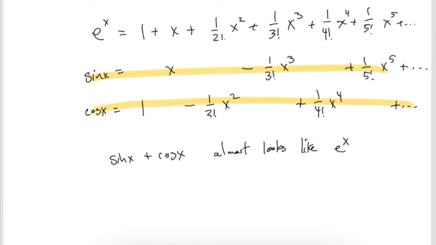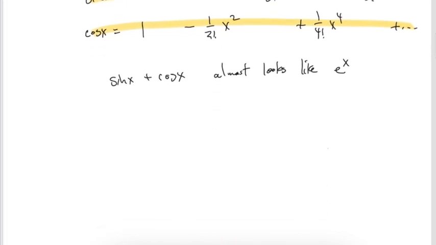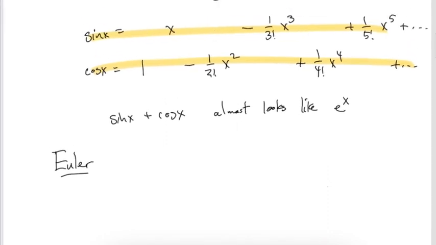Somebody actually figured out how to do this properly, and this is usually attributed to the mathematician Euler, which some people say "Oiler," but those people are wrong. This is a German name. It should be pronounced "Oyler." Euler realized, or maybe somebody else, it's not clear if Euler was the very first person to have this idea. But here's Euler's crazy idea.